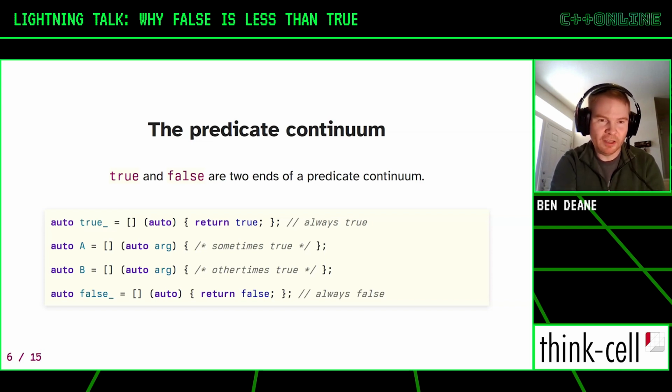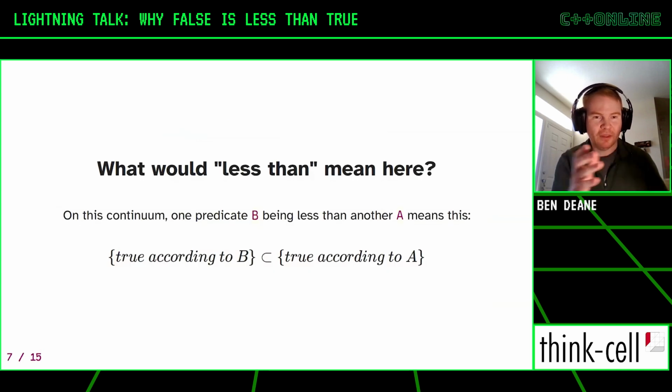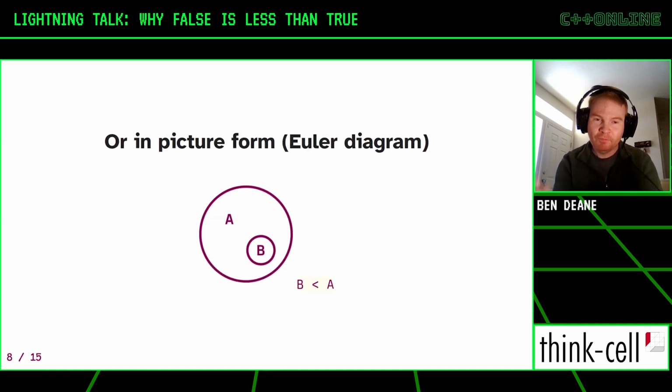The obvious thing it would mean is that the set of things for which it returns true is larger than another predicate's set of things. That would mean that one predicate is larger than the other, or one's a subset of the other. In pictorial form, we think of it like this. The predicate B would be less than A if the set of things for which B returns true is smaller than, or a subset. And we could have less than or equal to if they're not a proper subset.